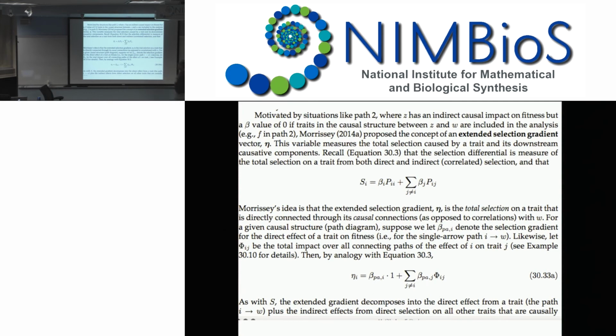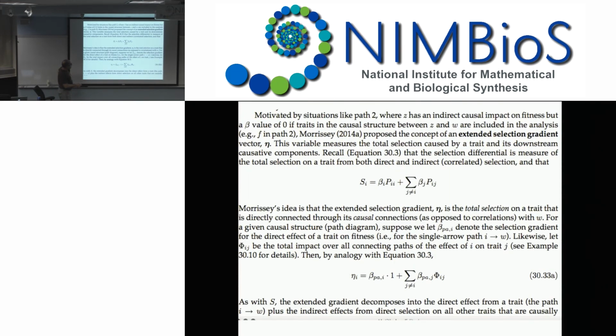So the motivation is, here's the within generation change. We've seen that before. And so let's let beta, path analysis I, denote the selection gradient from the direct effect of a trait on fitness. There's the direct path from I to fitness. Likewise, let capital phi of ij be the total impact of all connecting paths of the effect of I on trait j. We'll look at an example. So then by analogy with here, since your correlation with yourself is 1, the extended gradient on trait I is the direct effect of I plus the indirect effect where I influences trait j and direct effects of trait j. So that's his notion of extended gradient.